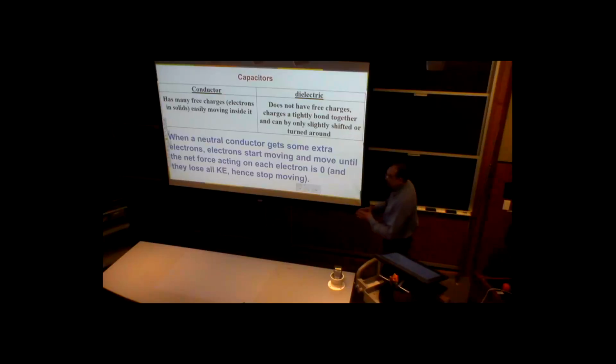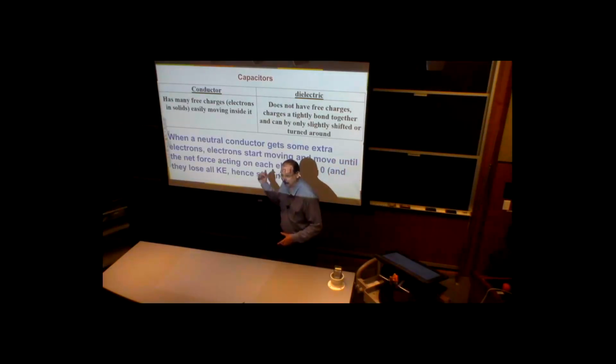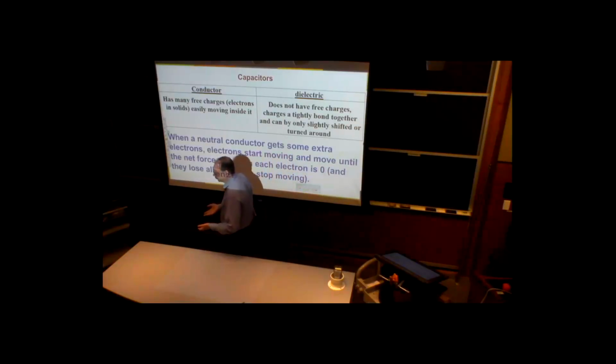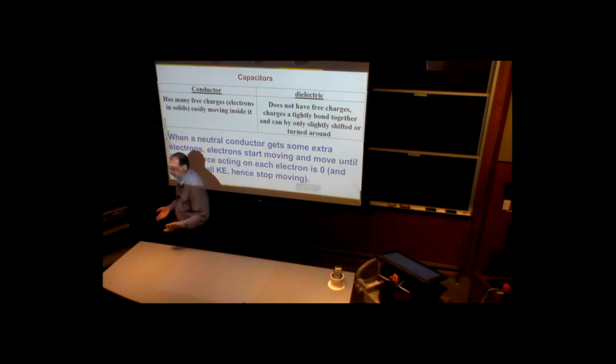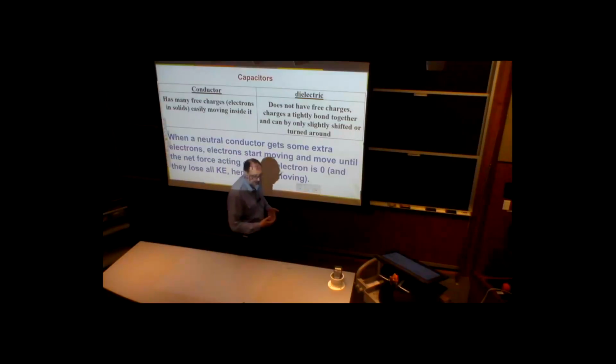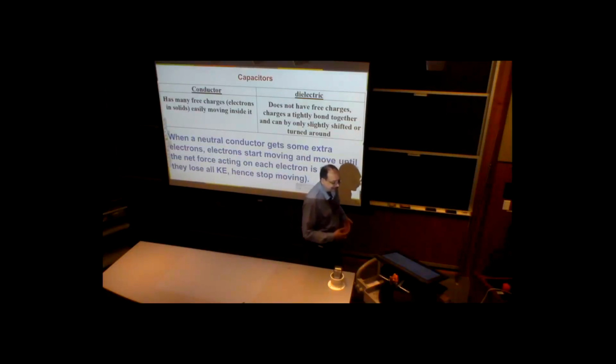Now we've talked about conductors and insulators. A dielectric is another word for an insulator. And the difference is simple. It's very hard to make electrons travel inside an insulator, but it's very easy to make electrons travel inside a conductor.